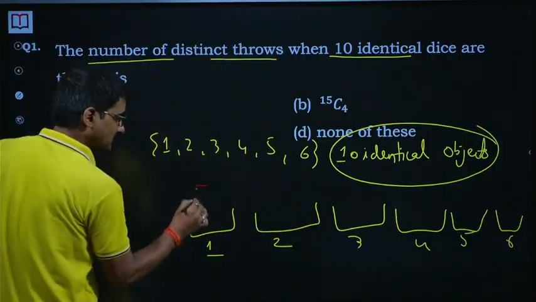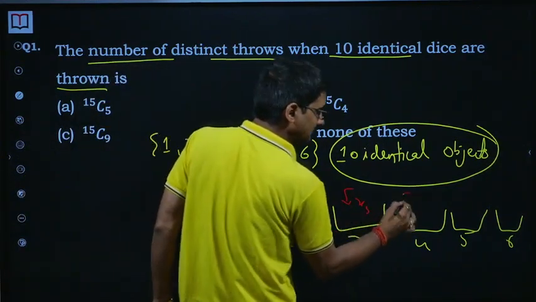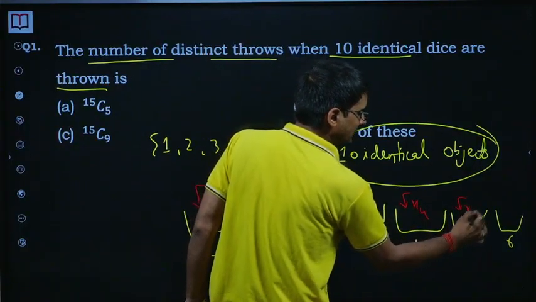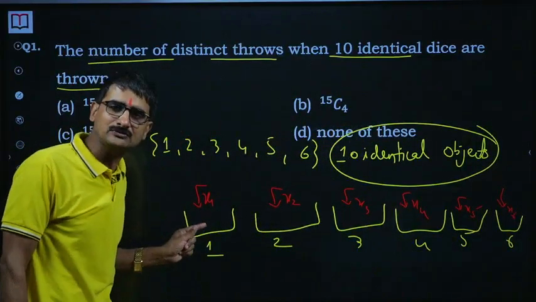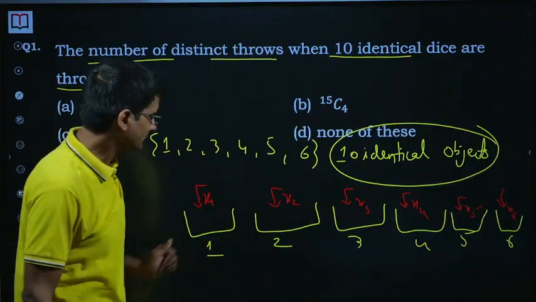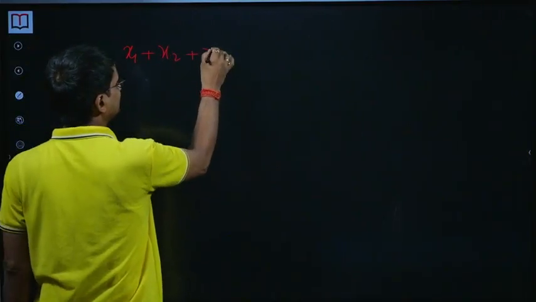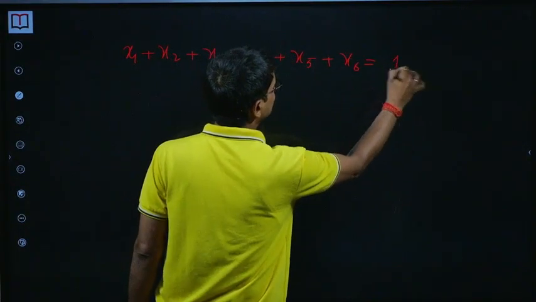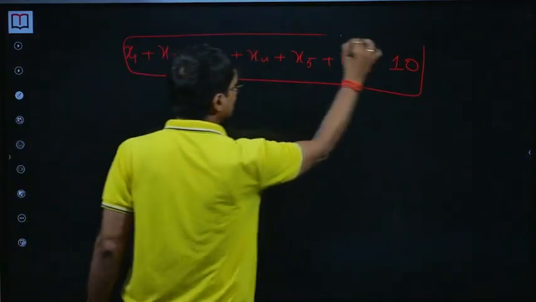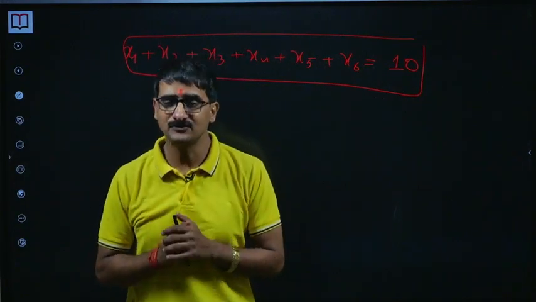If we get x1 number of objects here, x2 here, x3 here, x4 here, x5 here, and x6 here, what does that mean? If x1 is 2, then 2 dice will show 1. If x2 is 0, then no dice shows 2. Now the sum x1 plus x2 plus x3 plus x4 plus x5 plus x6 should be 10, because we have 10 identical dice, or as I am saying, 10 identical objects.